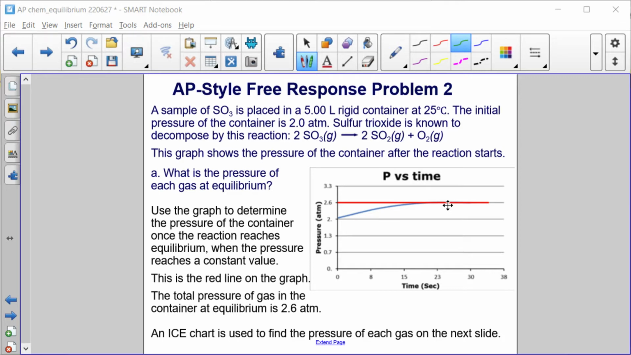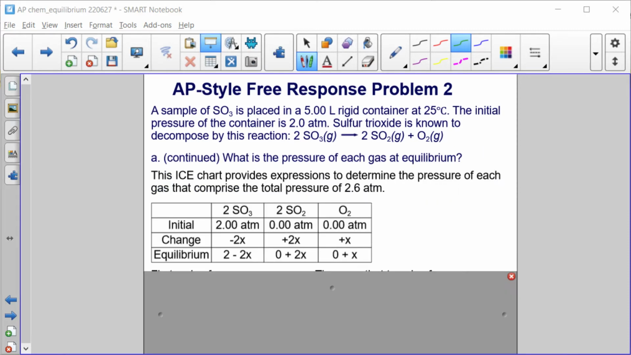So we're going to use the graph to determine the pressure of the container once the reaction reaches equilibrium, when the pressure reaches a constant value. This is the red line on the graph. The total pressure of gas in the container at equilibrium is 2.6 atmospheres. An ICE chart is used to find the pressure of each gas on the next slide.